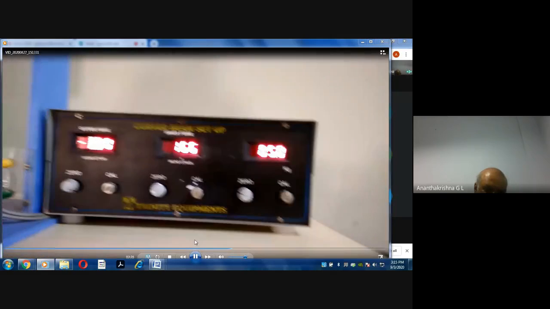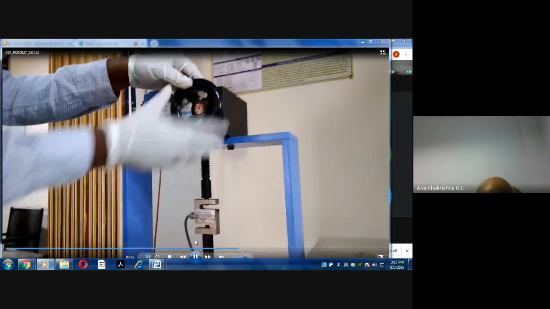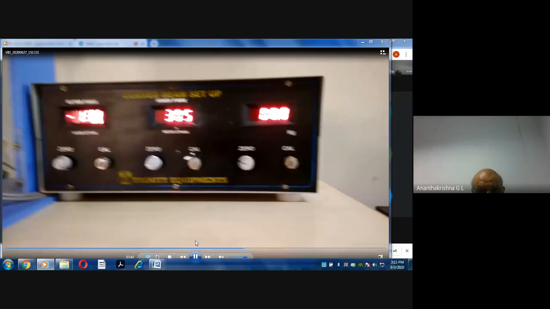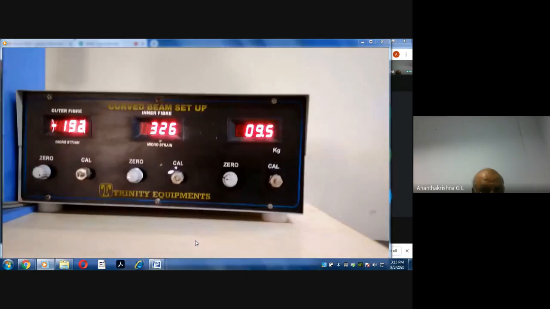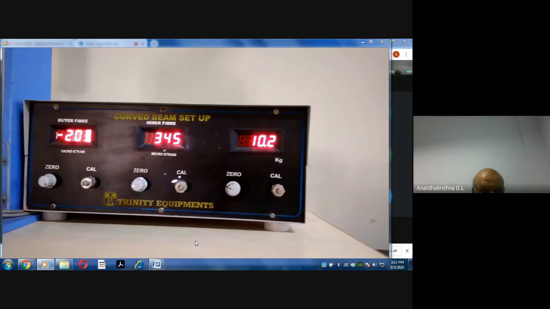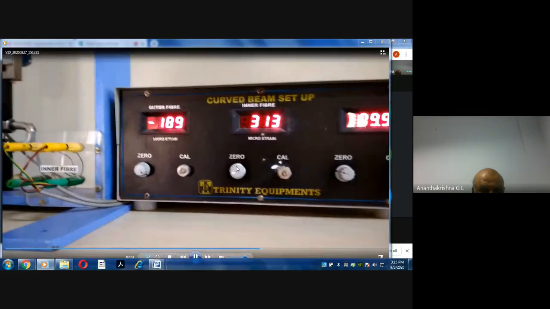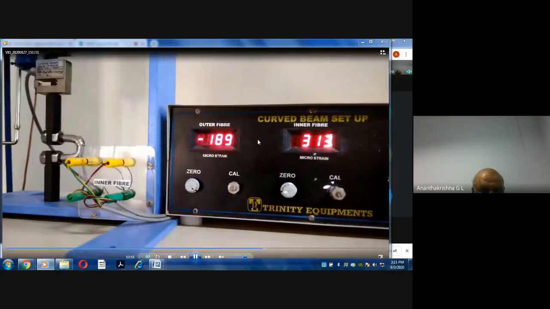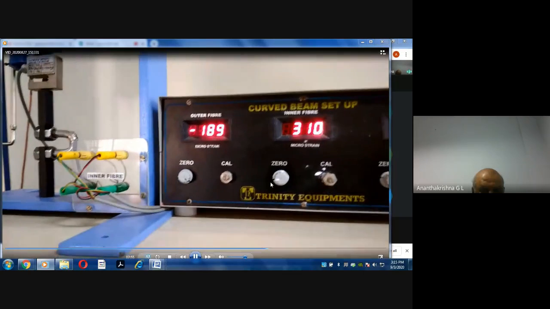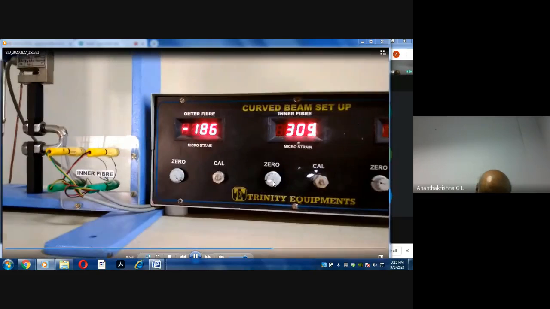Then go to 10 kgs. Keep increasing the load slowly through the wheel till it reaches 10 kg. Now, note down the micro strain at inner fiber, which is 313, and micro strain at outer fiber, which is minus 190, around 187. Note down the micro strain reading.